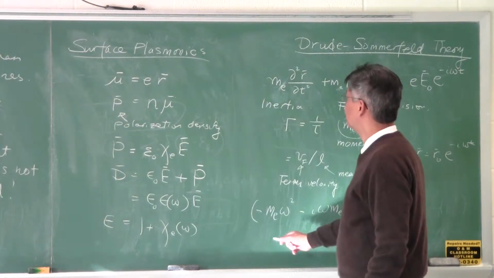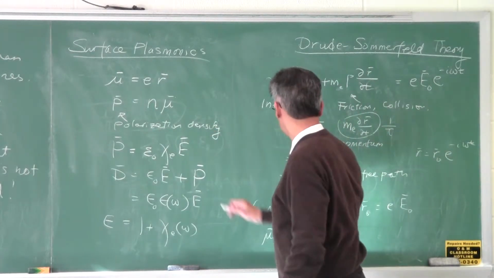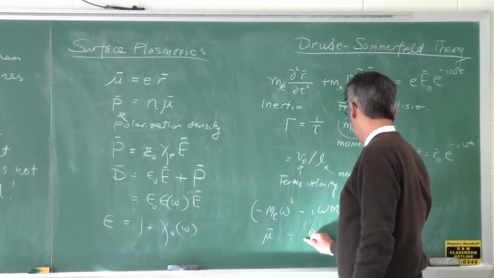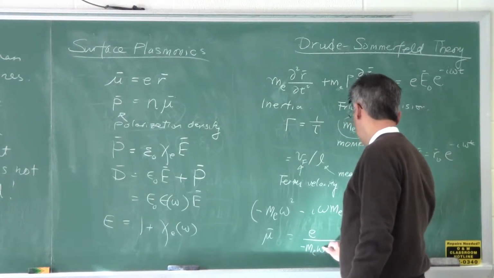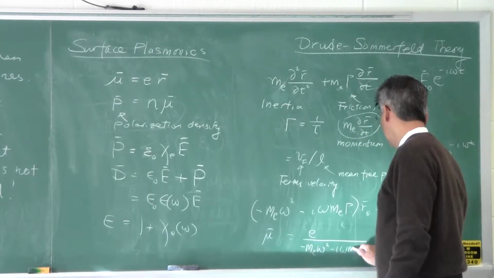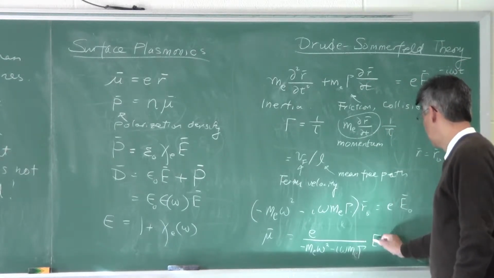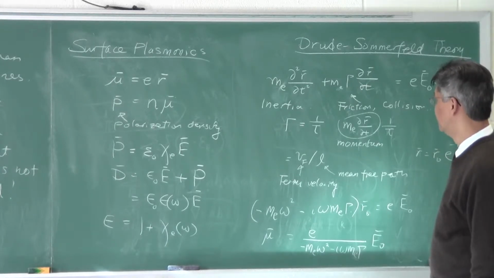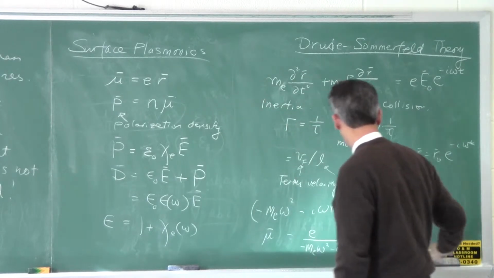And then you find your P, your mu, from this equation, which will be given by E over minus M_e omega squared minus i omega M_e gamma times E naught. Okay. So this gives you the relationship between P and E and gives you chi.